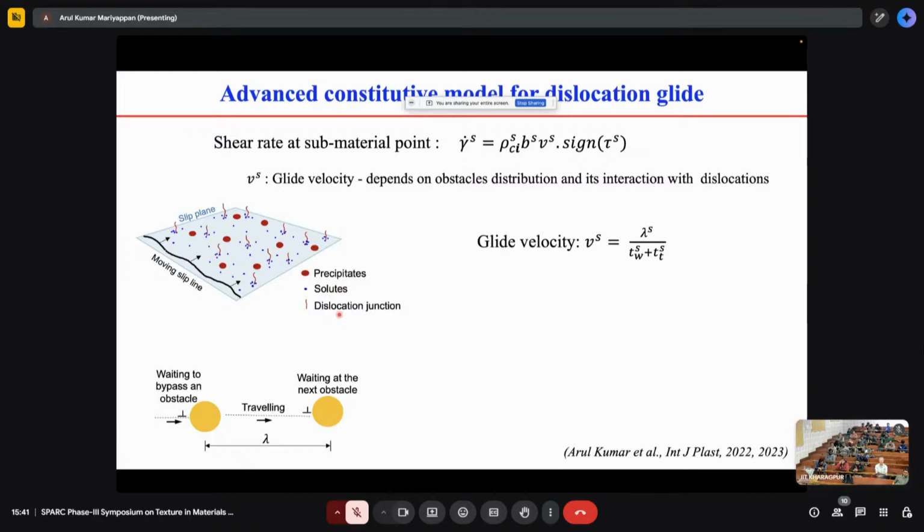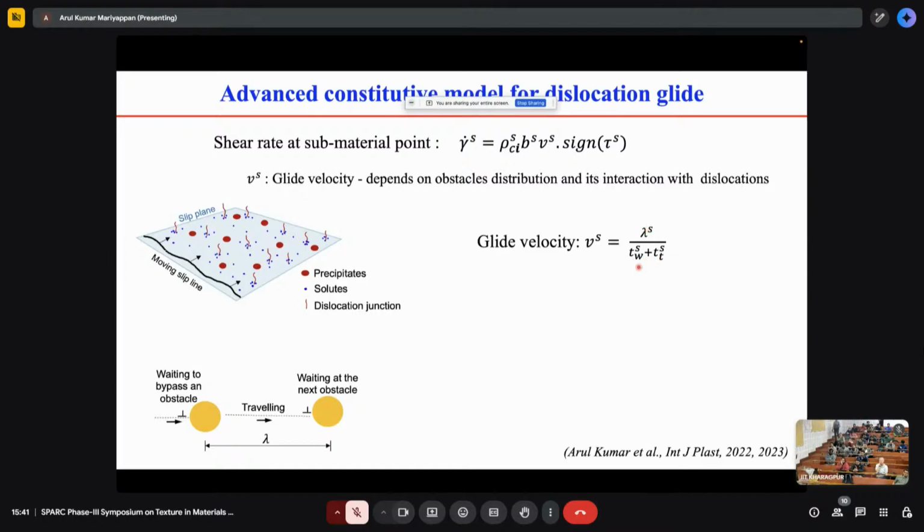interactions. So in a nutshell, I can say the glide velocity of a dislocation at a material point can be written as the distance traveled over the total time taken. Why am I saying total time taken? For example, if a dislocation comes and meets an obstacle, it has to first bypass the obstacle before it can continue to travel. So there is a waiting time at each and every obstacle for a dislocation, plus the time taken to travel. As a result, I can say the total time is the waiting time plus the travel time.